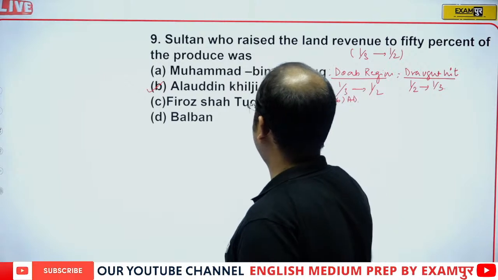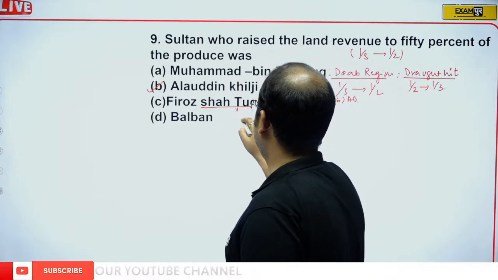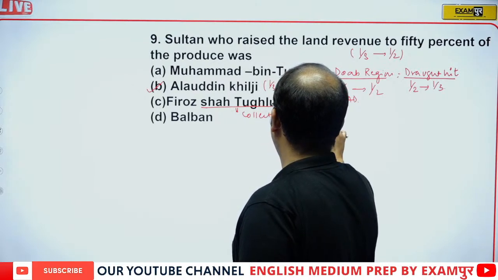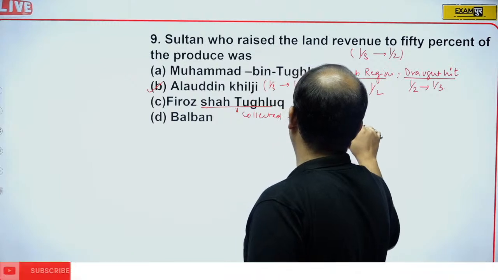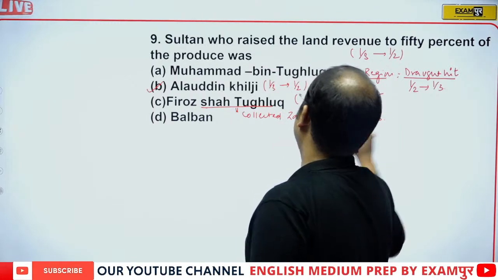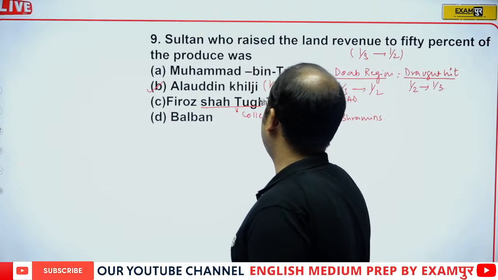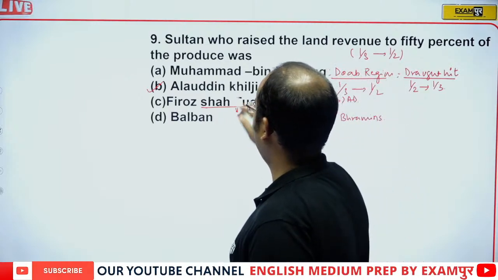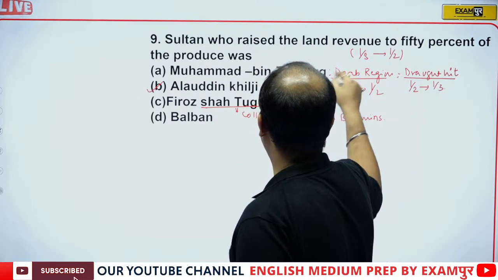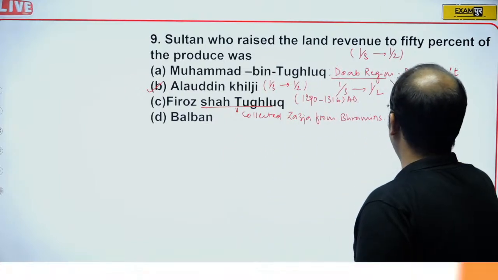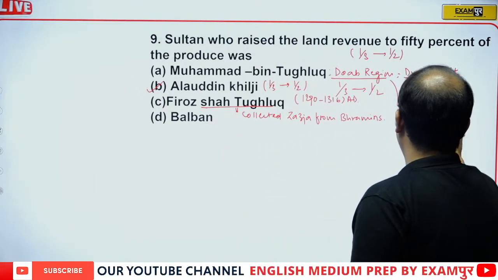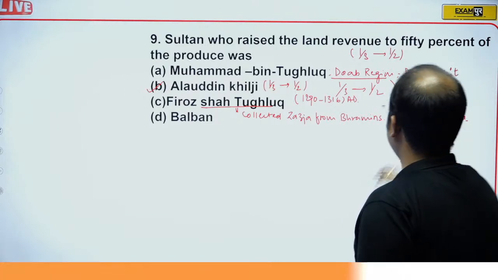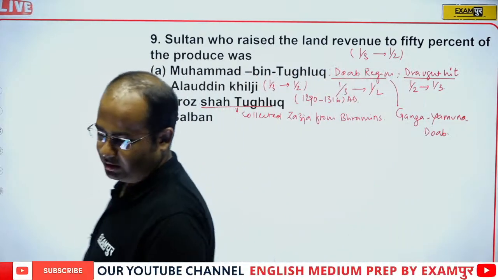And Firoz Shah Tughlaq was a builder king, and he collected jizya from Brahmins. He was the first person to collect jizya from Brahmins, and the correct answer will be option B. And Muhammad bin Tughlaq raised the tax in the Doab region, the region of Ganga and Yamuna.